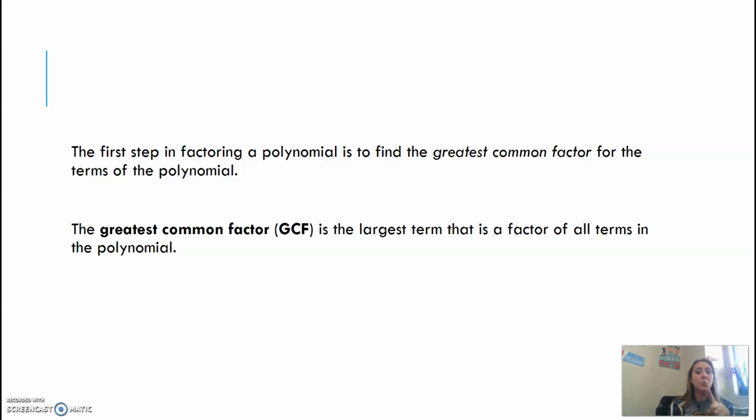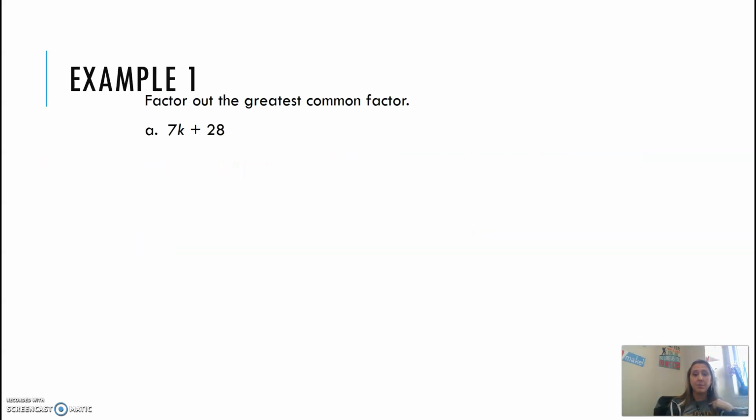Something that I do want you to write down, this is super important, so I want you to hit pause. Write this down. The first step in factoring a polynomial is to find the greatest common factor. That is the number one thing. If you don't know what a greatest common factor is, I have the definition right there. So go ahead and hit pause and write that down. Okay, so we're going to start out with some basic GCF questions.